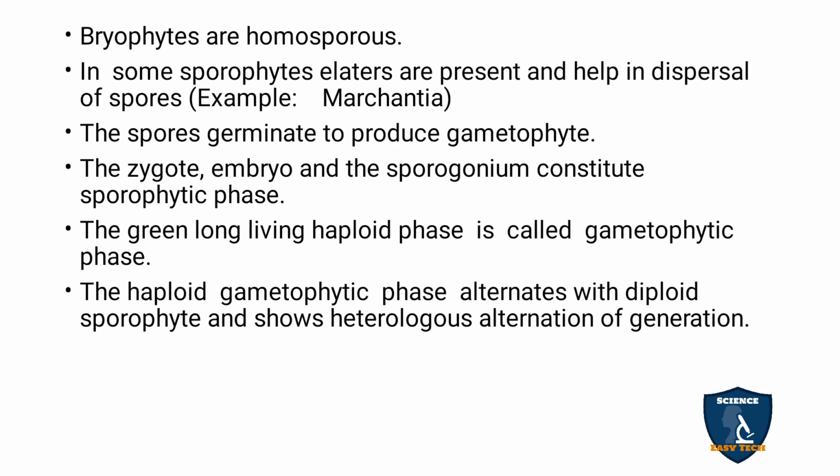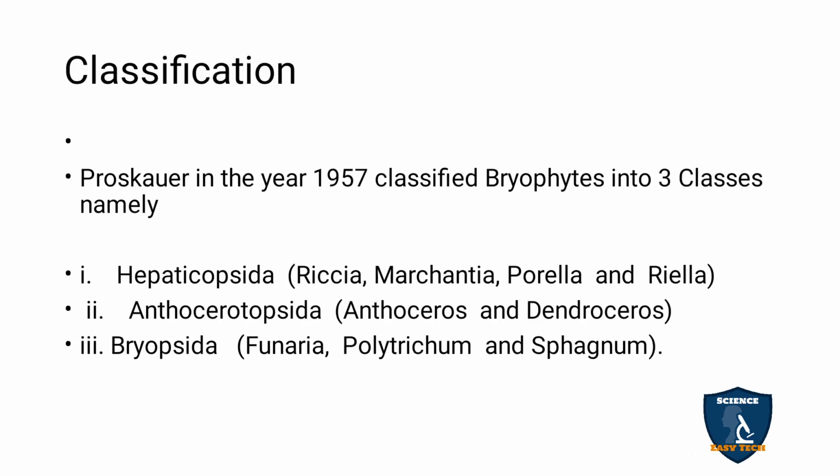So the zygote, embryo and sporogonium form the sporophytic phase. The green, long living haploid phase is the gametophytic phase. The haploid gametophytic phase alternates with the diploid phase. Because of this, two types of phases are seen in a life cycle, which is called heteromorphic alternation of generation. That is, the gametophytic phase alternates with the sporophytic phase.